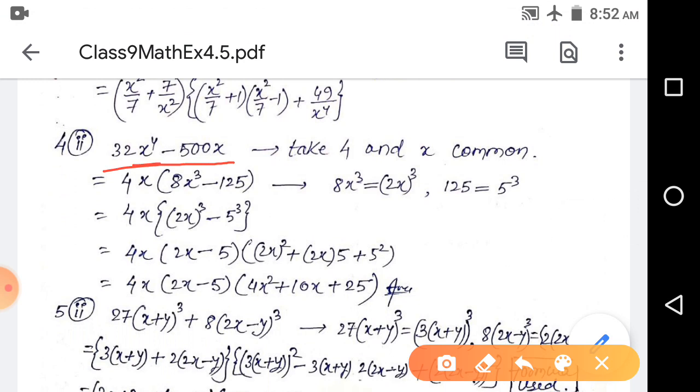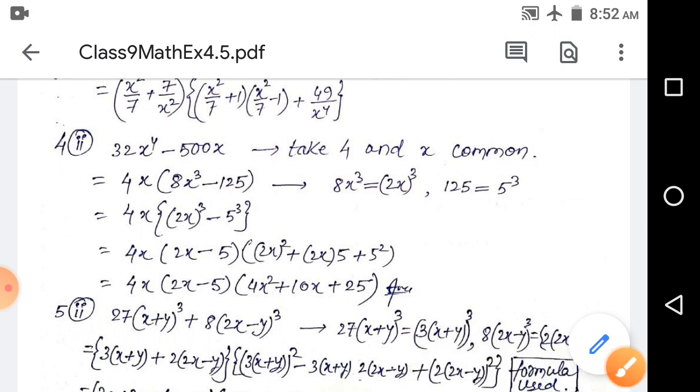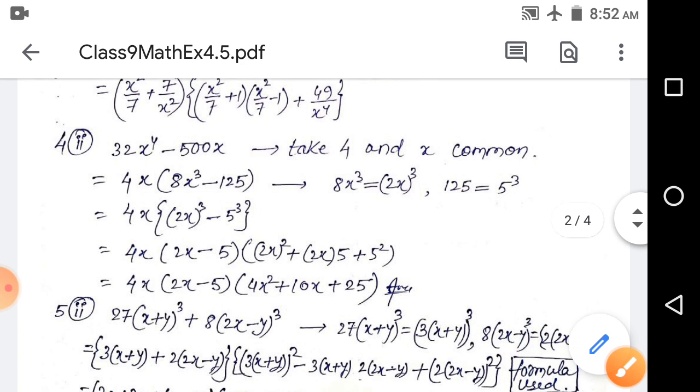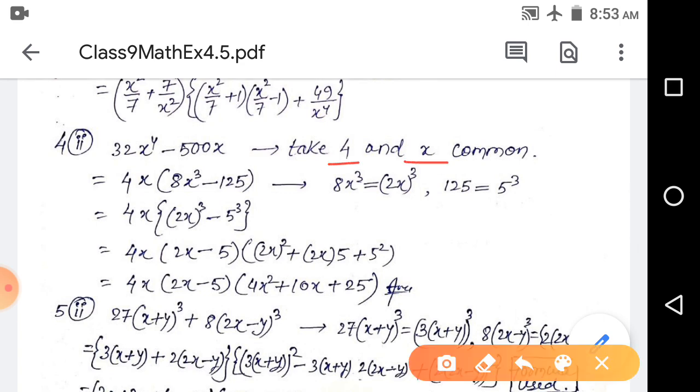so even the variable is not a perfect cube here. So what can we take common first? It is 4 and x, we can take common 4x. So after taking 4x as a common factor, what is left? It is 32, so 4 can be taken out, 8 left, and it is 125 from 500, and this x is taken out common.